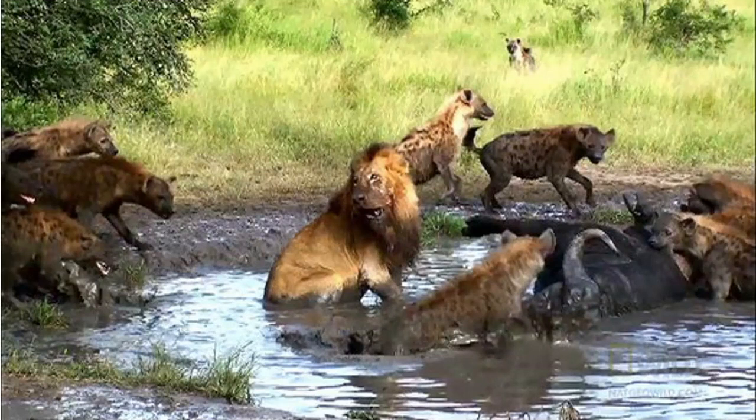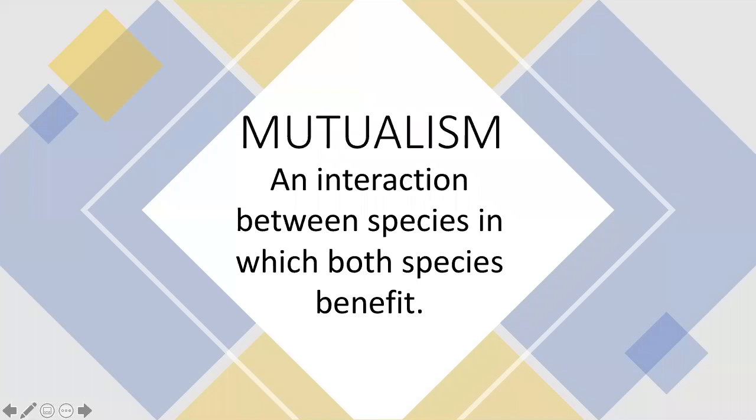However, there are some interactions that do benefit both organisms. Mutualism is quite the opposite of competition. Mutualism is defined as an interaction between species in which both species benefit. This means both organisms end up better due to the interaction. Let's dive deeper into how this interaction works in the wild.